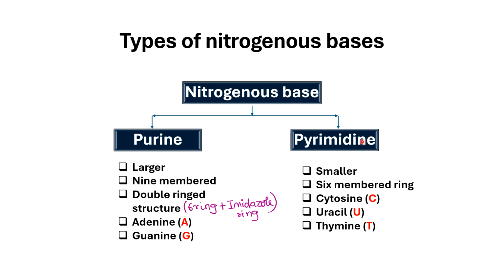If we talk about pyrimidine, the structure of pyrimidines is smaller and they consist of a 6-membered ring. What are the examples of pyrimidine? Examples of pyrimidine can be cytosine, uracil and thymine.